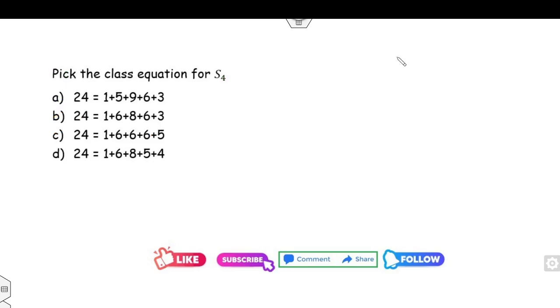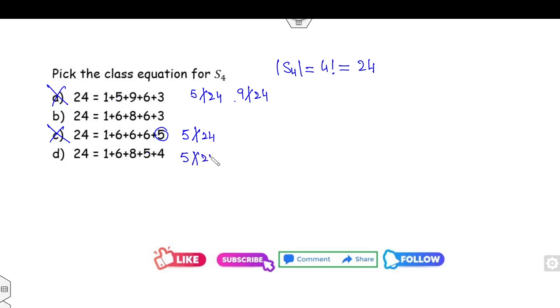Okay, pick the class equations for the S4. What is the order of the group S4? 4 factorial, that is 24. Now clearly, 5 doesn't divide 24. Moreover, 9 doesn't divide 24. First option cancel. Second option, 1 divides 24, 6 divides 24, 8, all are divided. 5 doesn't divide 24. Again 5 doesn't divide 24. So this option is also cancelled. The only correct option which is left behind is B, my right answer of this problem.